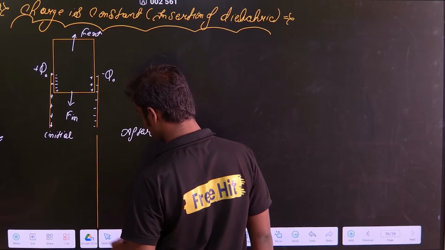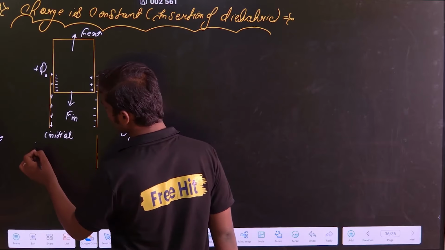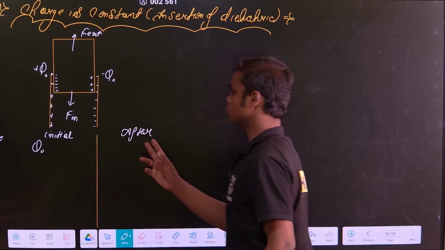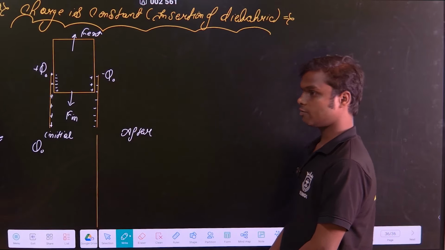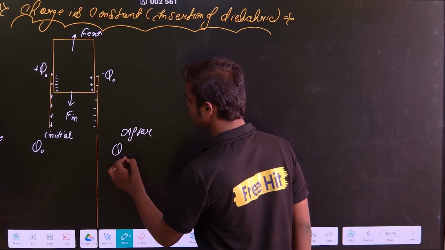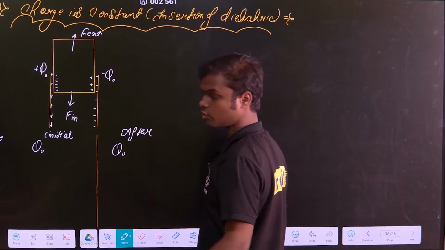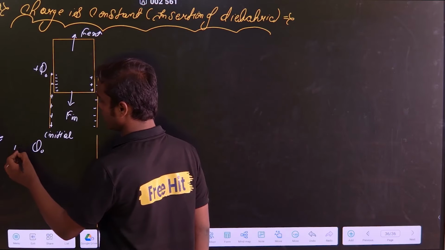Here, first thing, tell me, initially the charge is Q naught. What is going to happen to the charge? Charge will remain the same, correct? Because the charge is constant. Clear? Charge is not going to be changed. First thing. I hope this is clear.